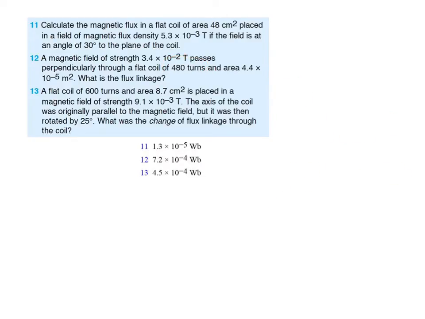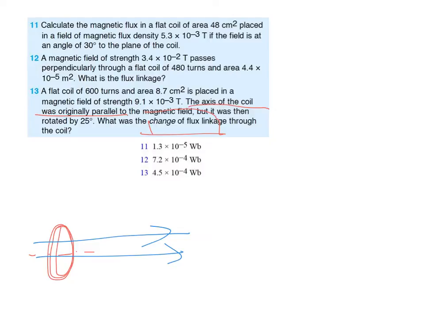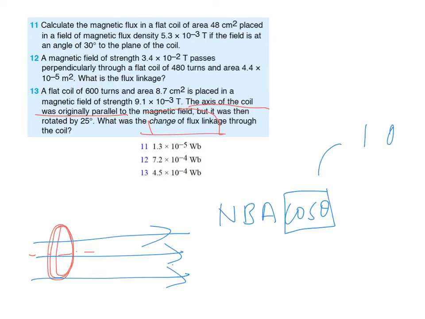So here are the answers, and if you had a bit of trouble with question 13, there's just a few things to consider. Firstly, we're considering the change in flux. So you need to work out the flux at the beginning, when the axis was originally parallel. If this is your coil, the axis is that line in the center, and if it's parallel to the field lines, then you have the maximum situation. So you've got NBA, and cosine is equal to 1, because the angle theta is equal to 0. Work this out and that will give you your maximum linkage.